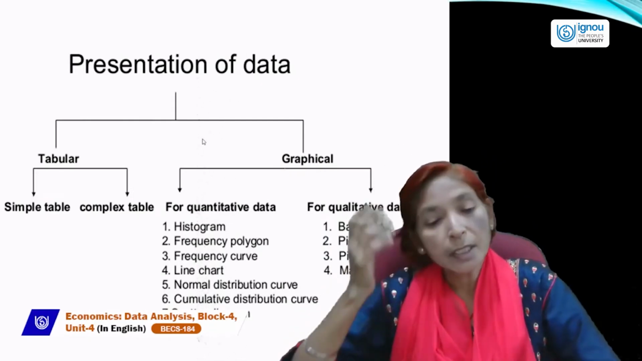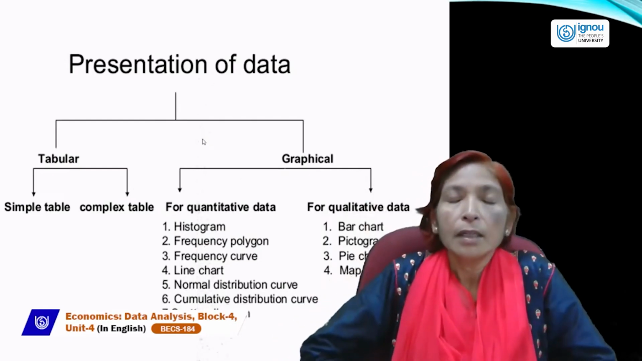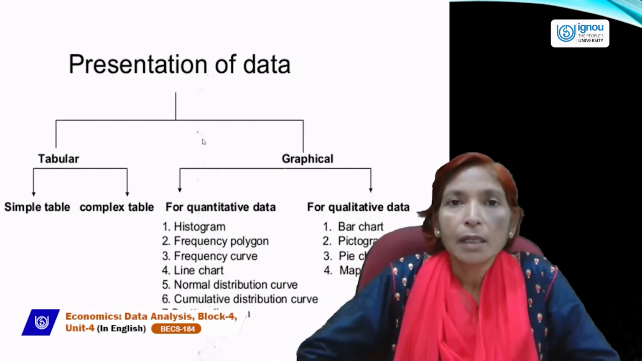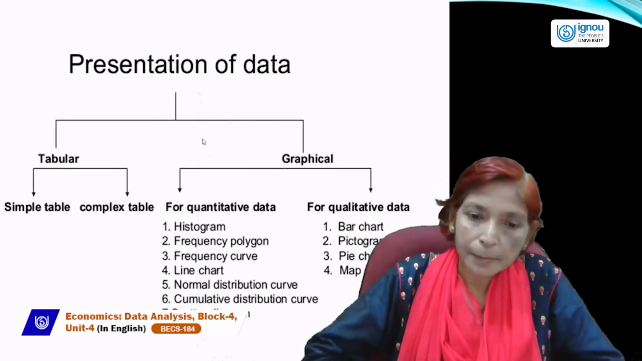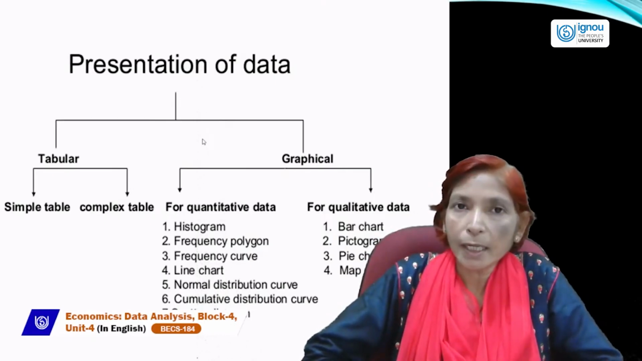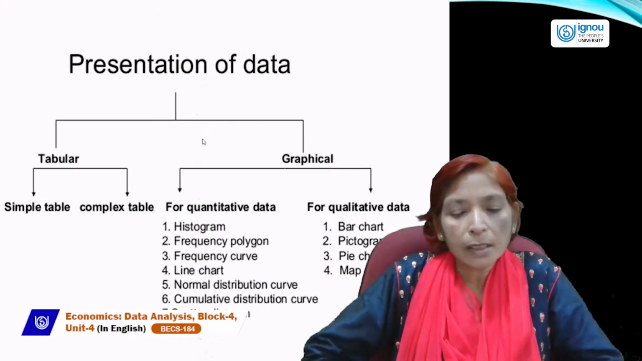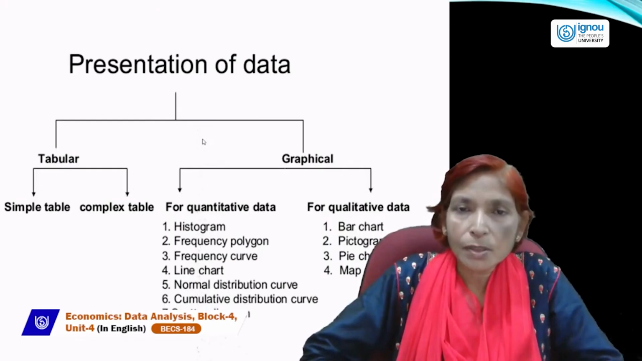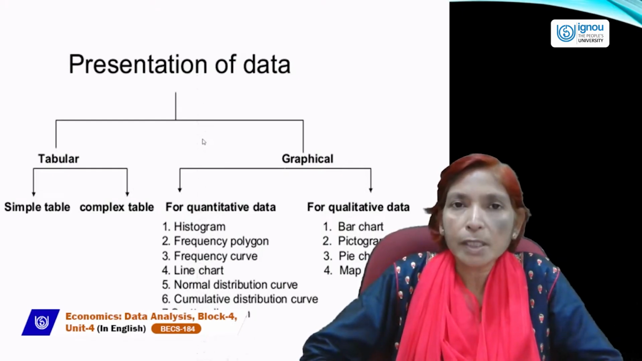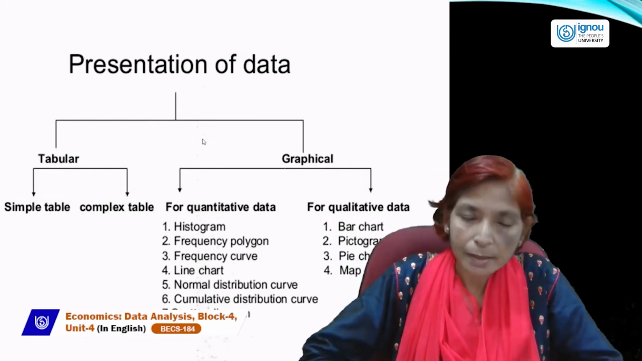So scatter diagram is a very important thing which we use in expressing the correlation between two variables with the help of a diagram. And by seeing the diagram, we can easily say what type of relationship exists between two variables or more than two variables.